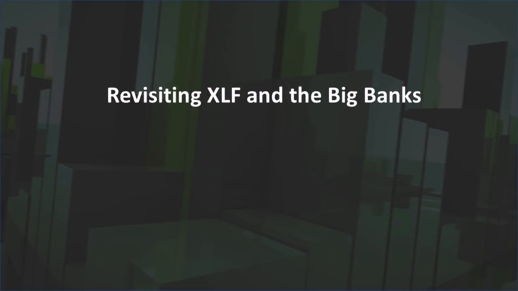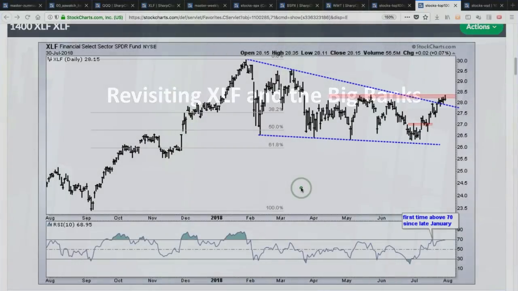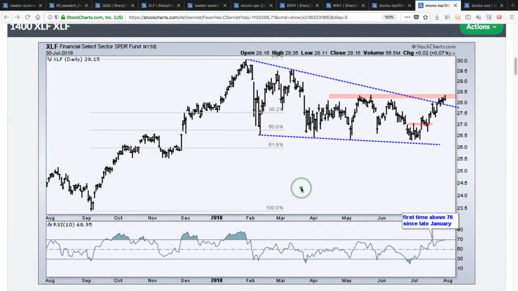Revisiting the finance sector and the big banks. As noted, the finance sector held up pretty well yesterday, and it's actually been leading the entire month of July with a pretty nice advance. Now on the bigger picture, I've shown this chart before, we have that massive advance, it was like 28%, and now we've got this correction underway. And this has been the strongest surge since January because RSI moved above 70 for the first time since late January. So that means you've had some sort of a momentum breakout, and that is positive.